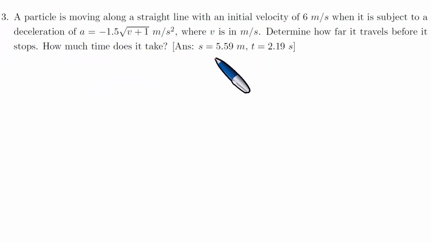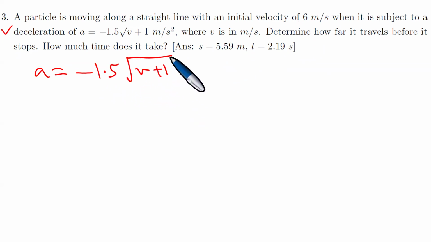Okay, let us look at these together. If this particle is moving along a straight line with an initial velocity of 6 meters per second when it's subject to a deceleration, a equals negative the square root of v plus 1 meters per second squared, where the deceleration spoken about here is negative acceleration.